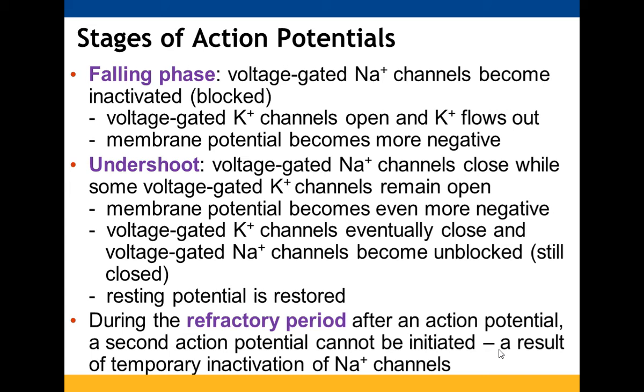So that's going to reduce your positive ions, and it's going to cause that potential to become even more negative. The undershoot period is where we've got the voltage gated sodium channels closed off, but even though we have gone more negative, sometimes they stay open a little longer than they need to, and that causes your membrane potential to be more negative than what we would expect. Once it reaches a certain point, the potassium channels will be closed and the sodium channels will become unblocked, but they won't allow sodium ions to move out, and that resting potential will be restored.